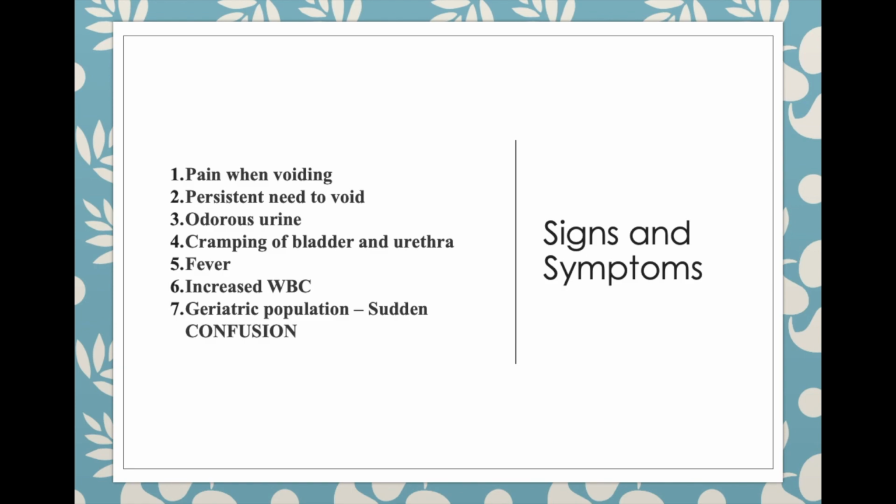Now, the signs and symptoms of UTIs are very, very common. It's usually that the patient starts to have pain when they're going to urinate. They have to urinate frequently, they have a bad odor, they even have cramping, and they could possibly even have fever and increased white blood cells because of the infection and the inflammation.